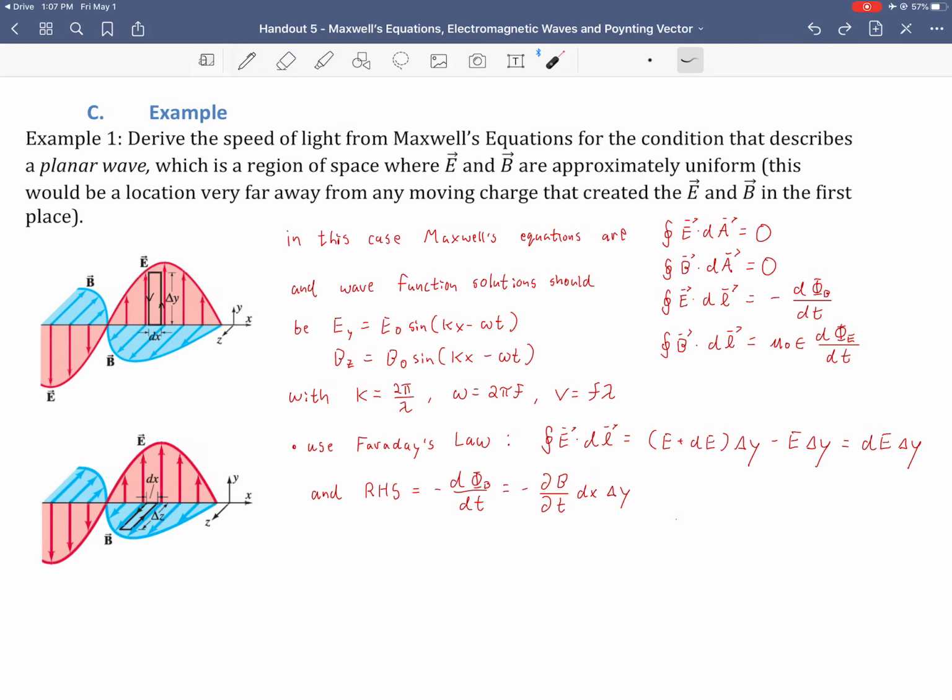And so, because flux, remember, is just B dA, here it's just going to be the field, which is time-dependent, so it doesn't come out of the derivative.